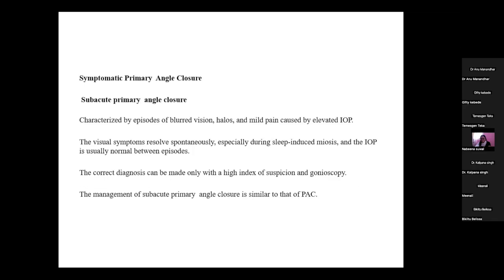Angle closure can be symptomatic and it can be acute or subacute. In subacute, there will be blurred vision, colored halos, and mild pain caused by elevated intraocular pressure. The visual symptoms resolve spontaneously, and in between the episodes there will be normal intraocular pressure. The correct diagnosis can be made only by gonioscopy and a high index of suspicion. The management of subacute primary angle closure glaucoma is LPI.